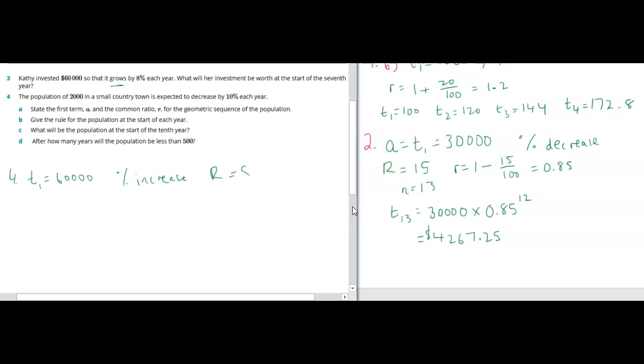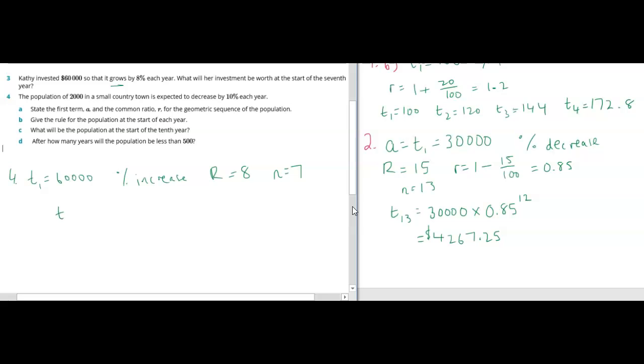So R is equal to 8. What will her investment be worth at the start of the 7th year? So T1 is the first year, T2 is your second year. So we want the 7th year. It's not after 7 years, it's in the 7th year where T1 is your first year.